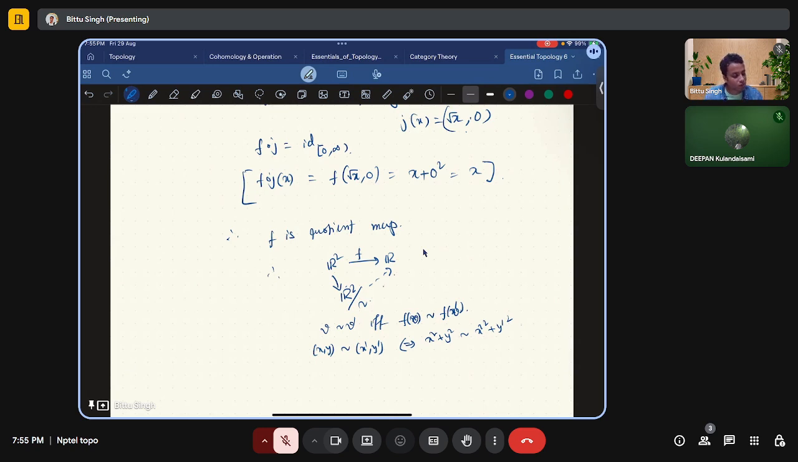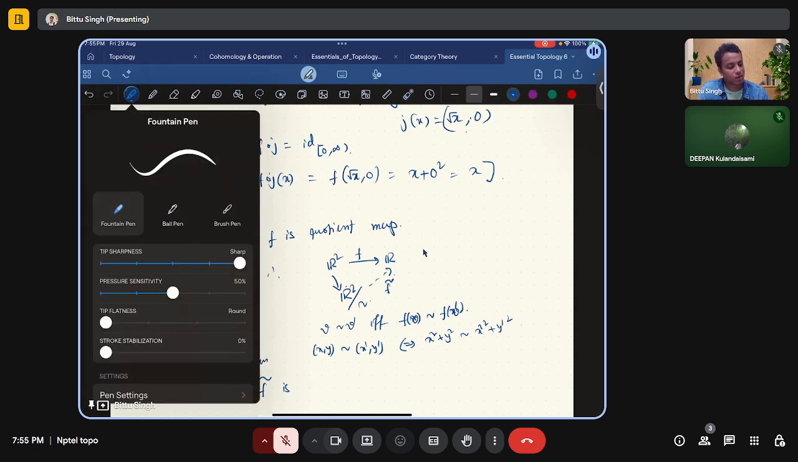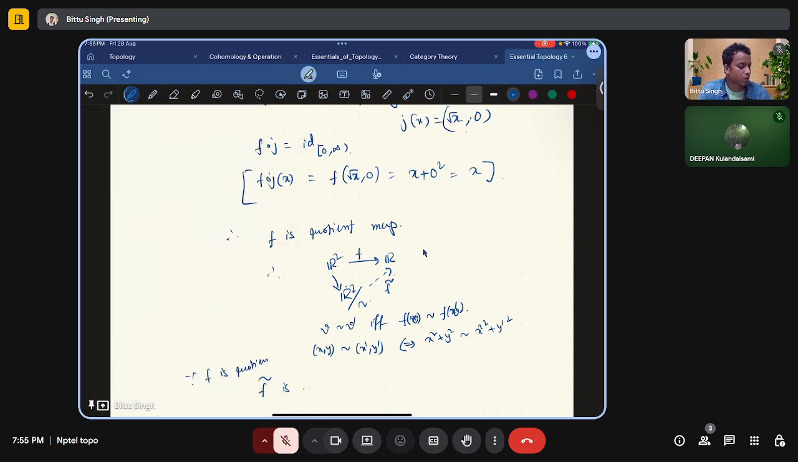And moreover, if we denote this factorization by f tilde, this f tilde is a homeomorphism. Since f is itself a quotient map, and this is also another quotient map, therefore f tilde becomes a homeomorphism. Those two become the same space.